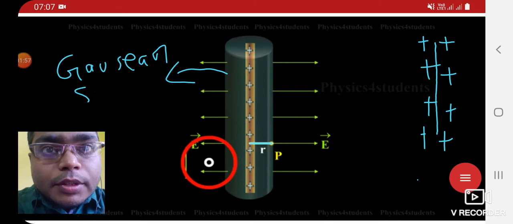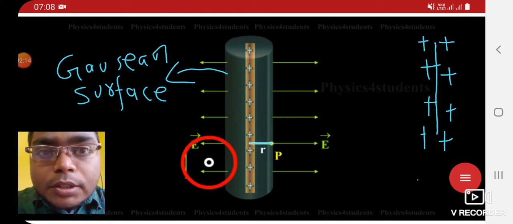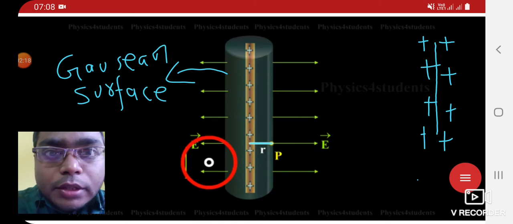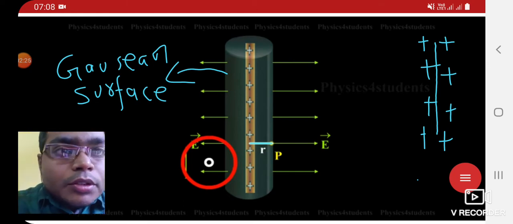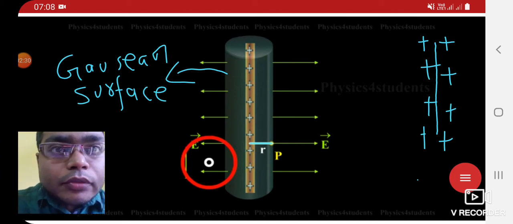Why is the shape cylindrical? Because if you see the charged wire, the charges are point charges distributed uniformly, and you know that for a single point charge the Gaussian surface will be spherical. Now if we draw the spherical shape, then one after another we have to draw the sphere, and if we go on drawing circle over circle, then the shape that comes out will be a cylinder. So the Gaussian surface will be a cylindrical Gaussian surface.